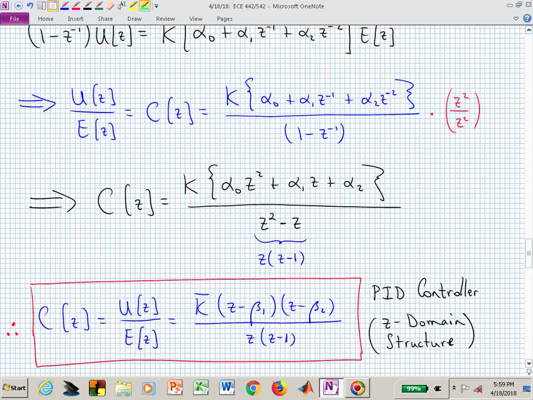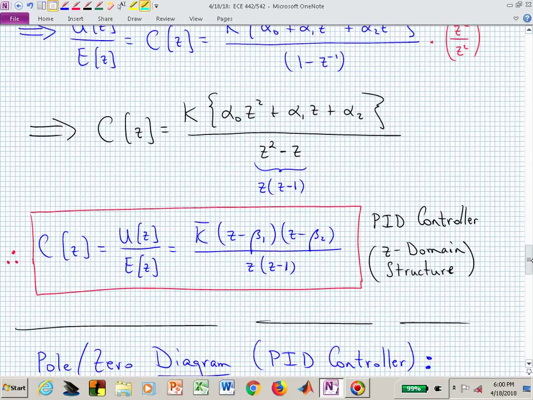Now, if I wanted you to implement it with a microprocessor, then you would need to take this into the time domain and worry about delays and scaling your error signals and the input. But this is now what you want to be playing with when somebody says, oh, you have a PID controller. This is the structure that you can generically think of.